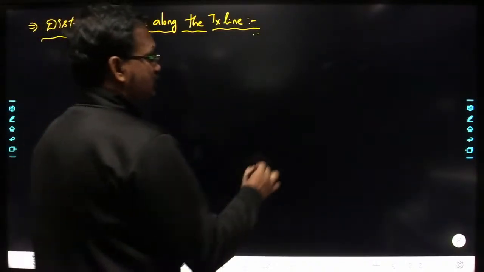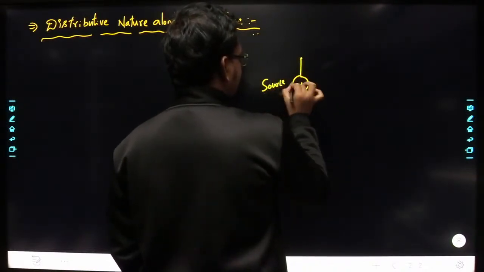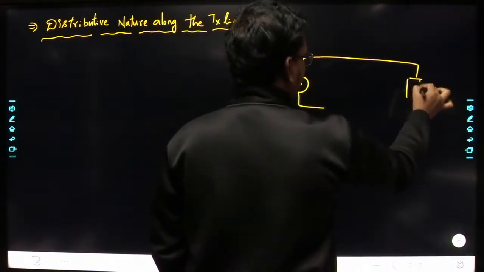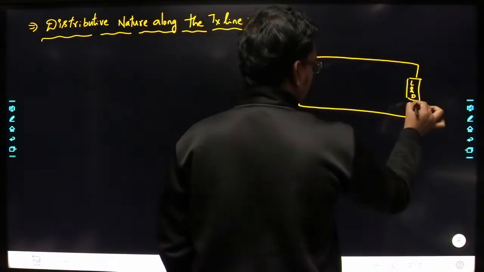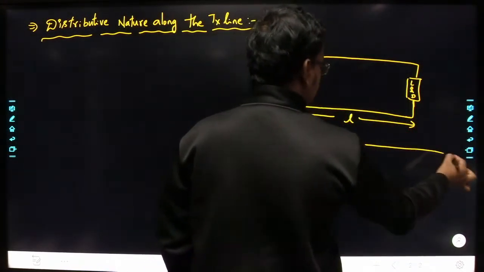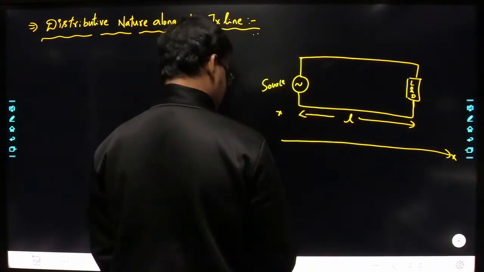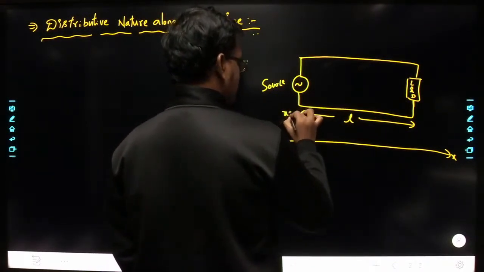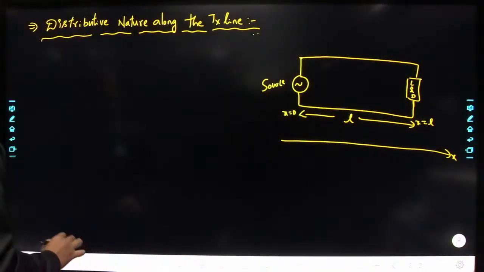Okay. So here, let us say this is the source, and here you have the load. This is the length of the transmission line, and let us consider this is the x-axis. The length is L. Let us consider this location is x equal to 0 and this location is x equal to L.